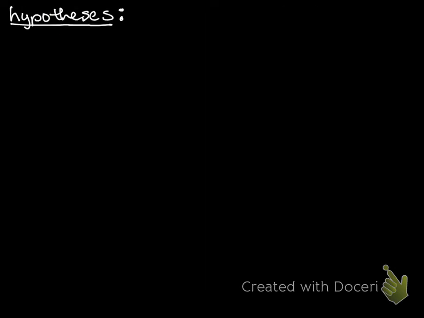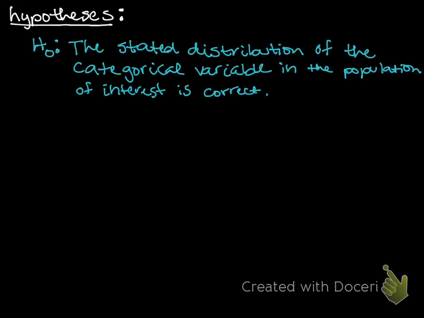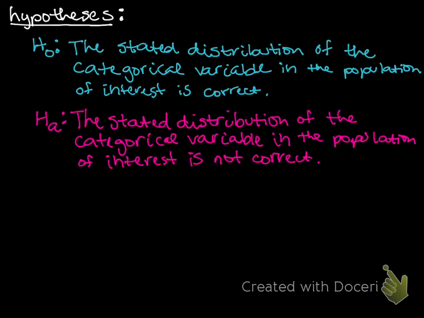All right. How do we write hypotheses for this test? The null hypothesis: the stated distribution of the categorical variable in the population of interest is correct. The alternative: the stated distribution of the categorical variable in the population of interest is not correct.